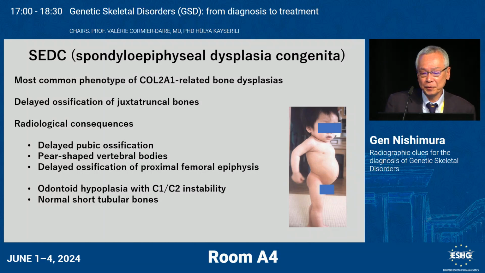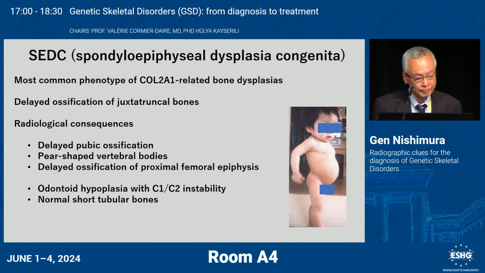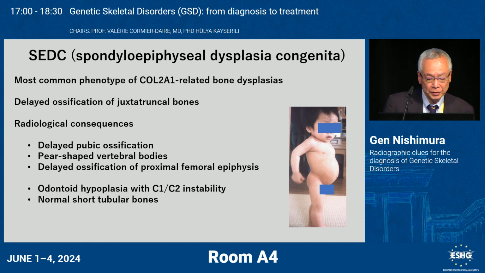SEDC, spondyloepiphyseal dysplasia congenita, is the most common phenotype of type 2 collagen-related bone dysplasias. Hallmark is delayed ossification of just truncal bones. Radiological consequences include delayed pubic ossification, pear-shaped vertebral bodies, and delayed ossification of proximal femoral epiphyses. Odontoid hypoplasia associated with C1-C2 instability is a common syndromic component of this disorder. Despite very short long bones, short tubular bones are normal in length.